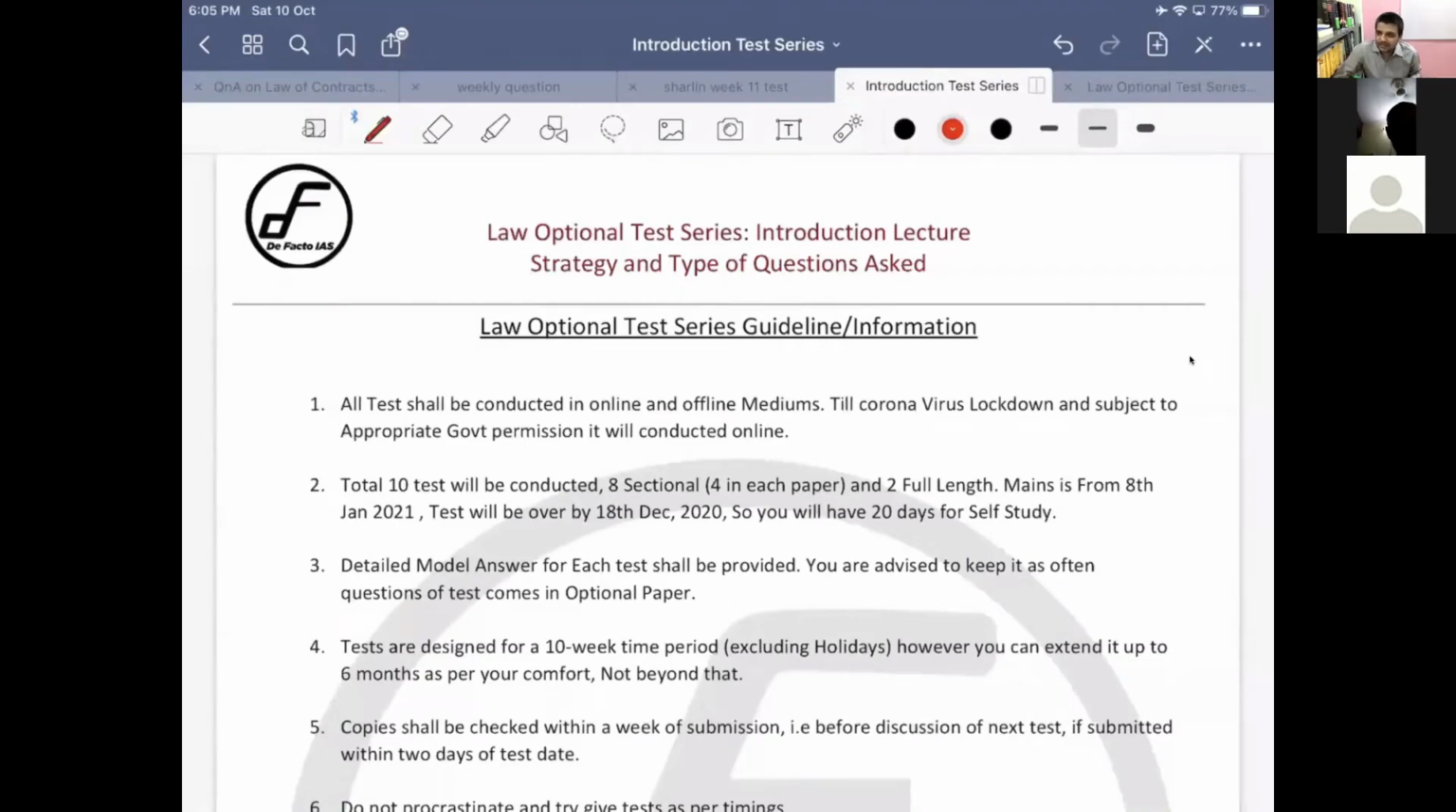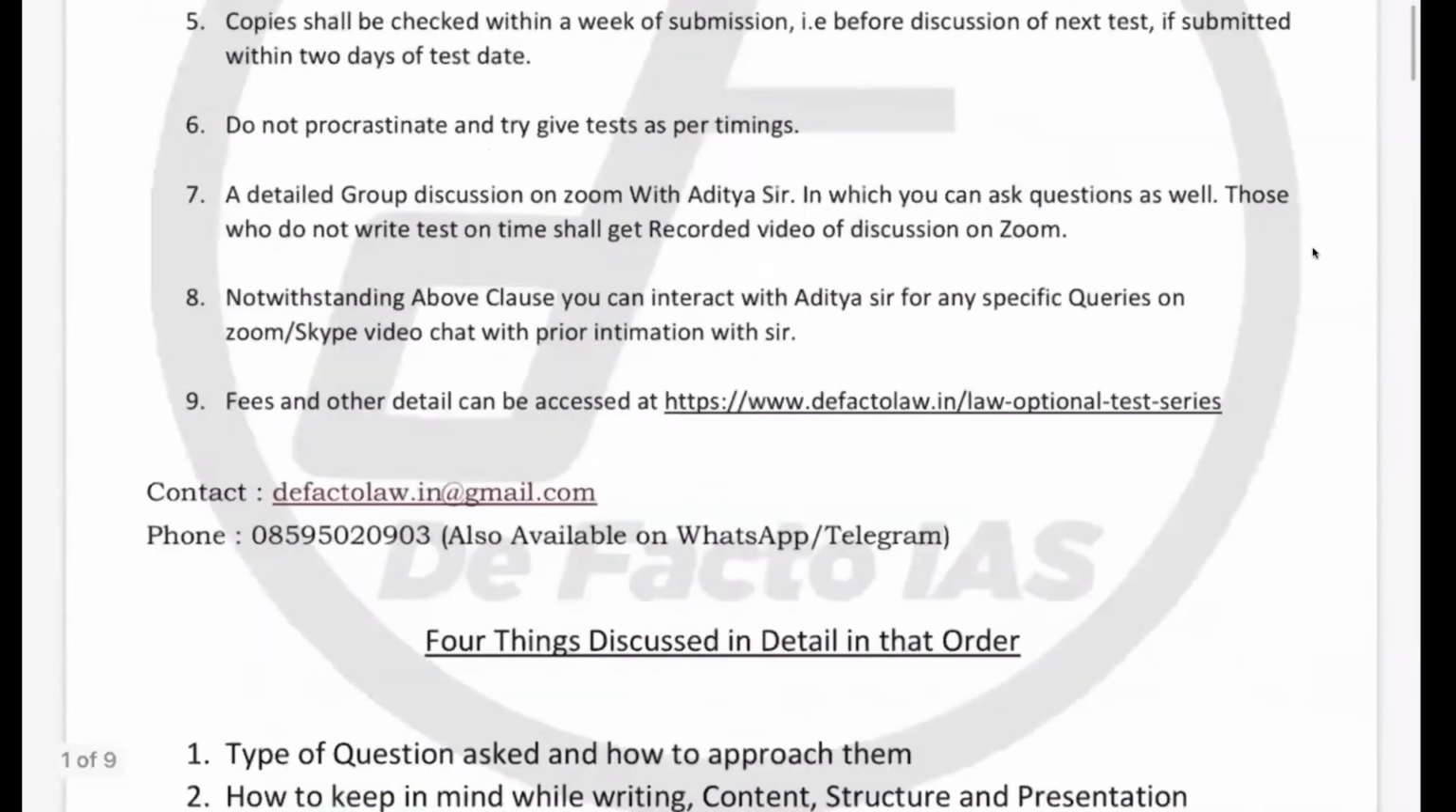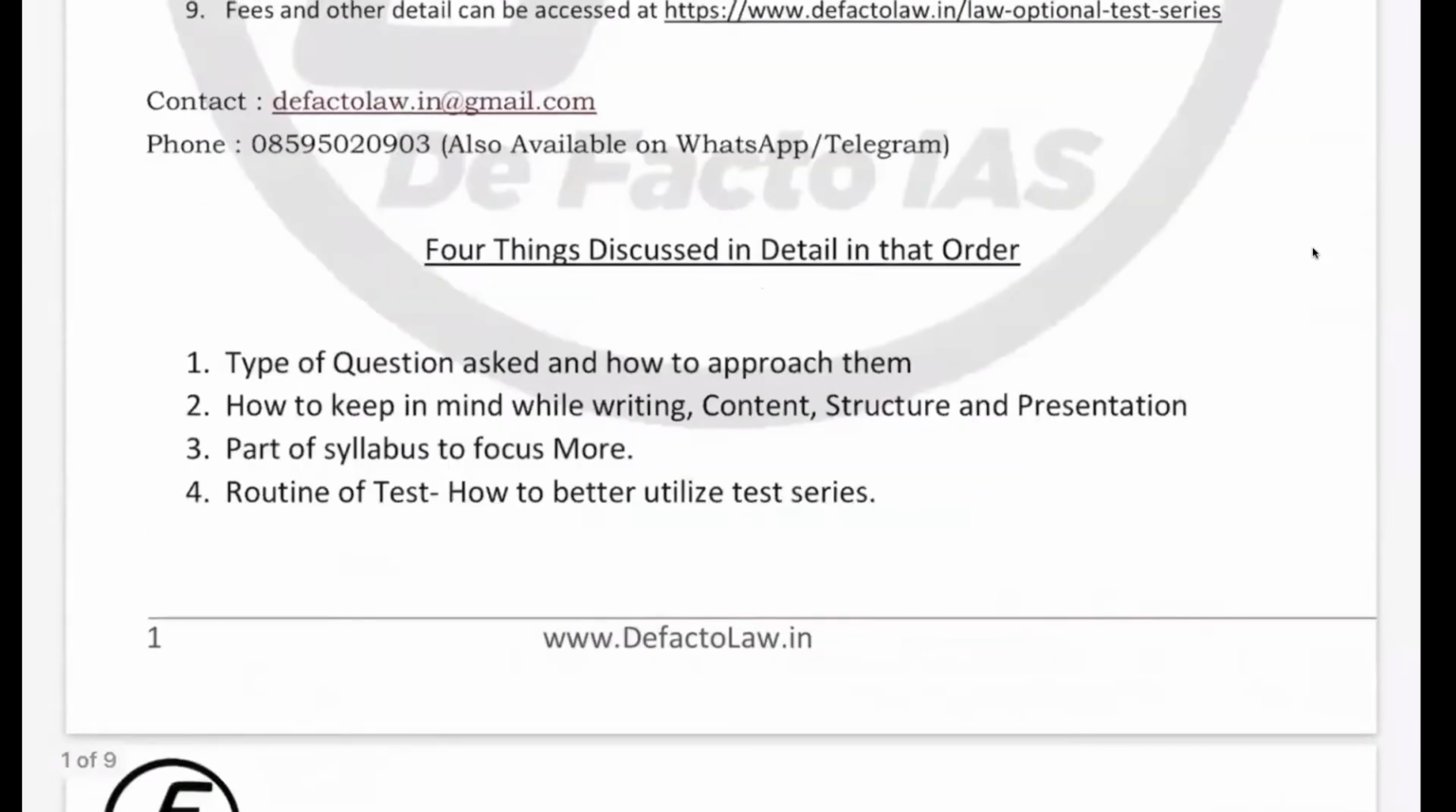Okay, so let us start with the class. It will be around 1.5 hours, right? And here I will explain to you four distinct things. The first thing I will be explaining is what type of questions actually come in the test series, I mean, in the normal optional paper, and how to approach those questions.